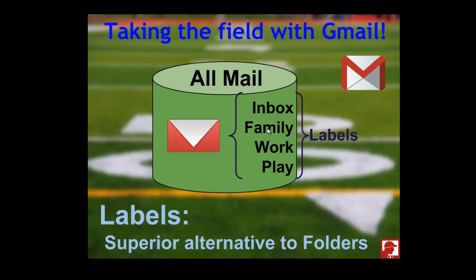So if it's a family-related email, you can have a label called family. If it's work-related email, you can give it the label of work. Same with play. And this makes them superior to folders in that if you wanted to have a family, a work, and a play folder in a traditional email program like Outlook or Thunderbird, you would need to drag an email from your inbox to, let's say, the family folder. And if it's an email that also applies to play, you would need to drag another copy to play.